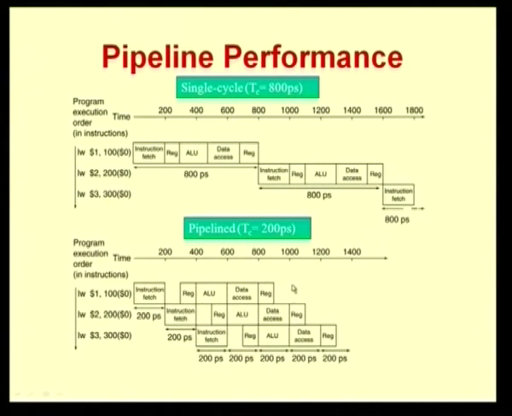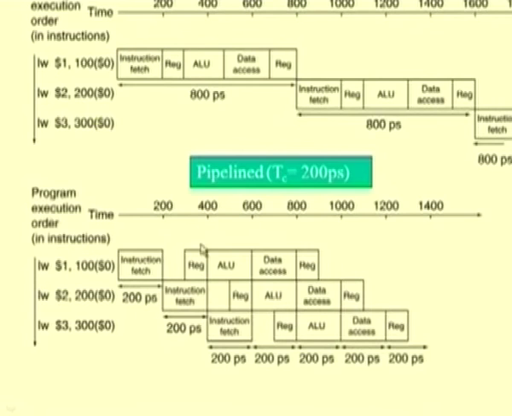Okay. So now look at when your next instruction can come in. The next instruction can come in after 400 picoseconds, because by that time the second instruction has been fetched by the instruction fetch stage, and the instruction fetch stage now becomes free to do work on the third instruction. So the next 200 picoseconds will be instruction fetch, next 200 picoseconds register read, next 200 picoseconds ALU operation, then the next 200 picoseconds will be the data access, and then the next 200 picoseconds will be the register access.